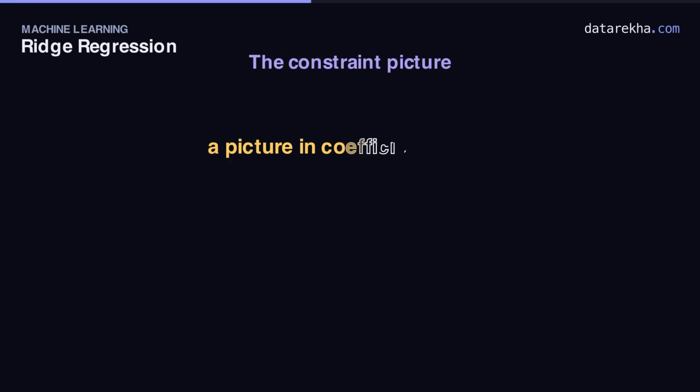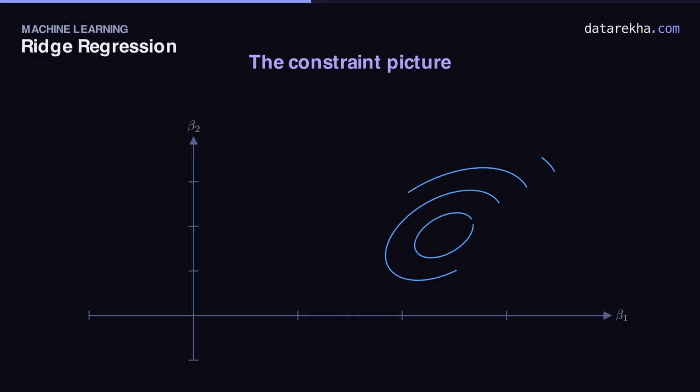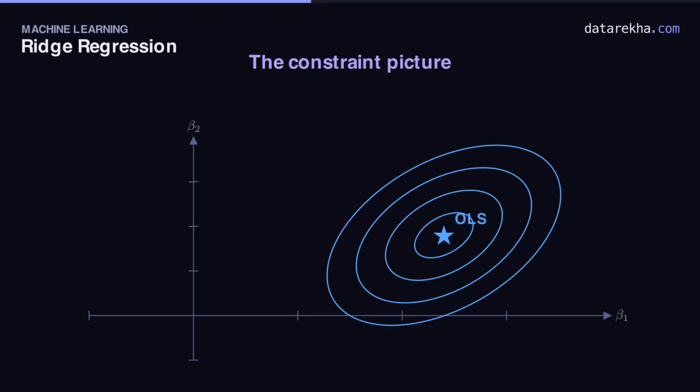There's a second way to see ridge that's just beautiful, living in the space of the coefficients themselves. Put beta 1 on one axis, beta 2 on the other. Every point is one possible pair of weights. Ordinary least squares has one best point, the bottom of its error ball, marked here in blue. Draw the loss as contour rings around it, like a topographic map. The center is the unconstrained least squares solution.